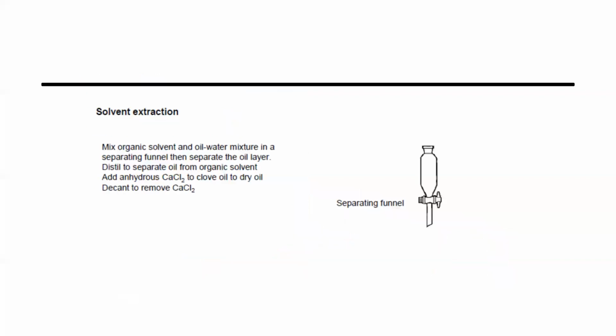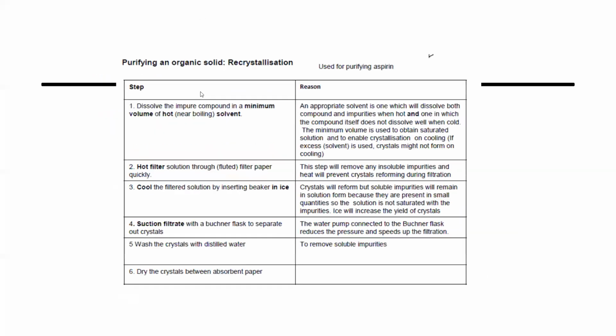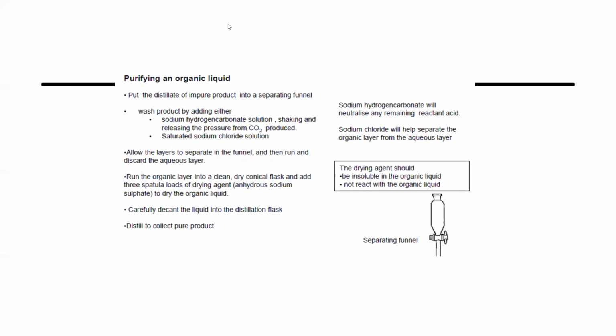Then what is solvent extraction? In simple solvent extraction, we use a separating funnel. We mix an organic solvent with an oil-water mixture in a separating funnel and distill to separate the oil from the organic solvent. This is the whole process we already discussed. Purifying an organic liquid is an example of solvent extraction.